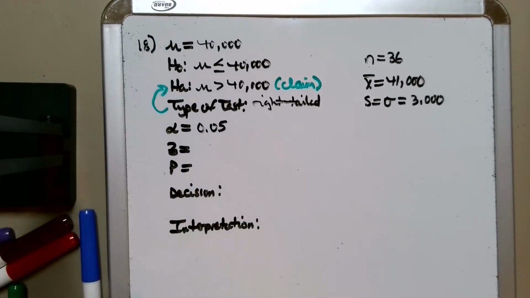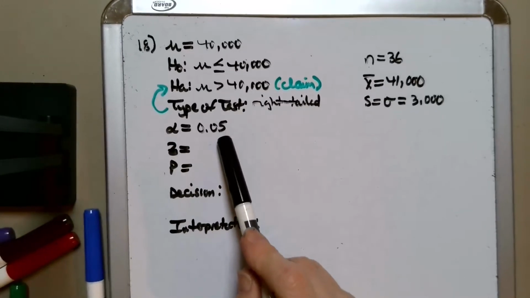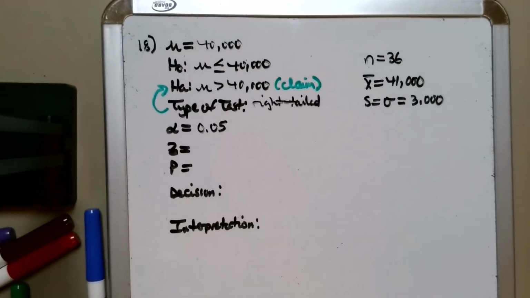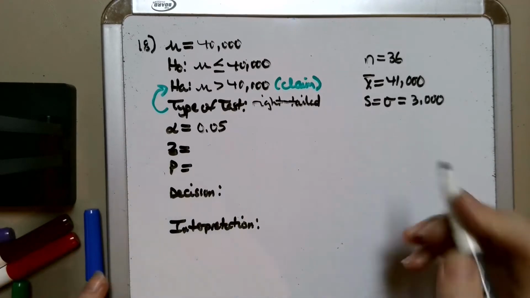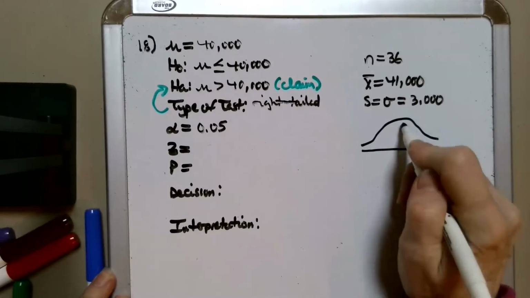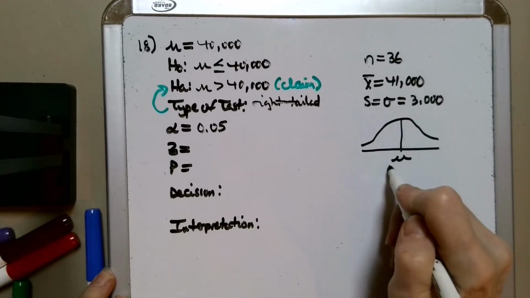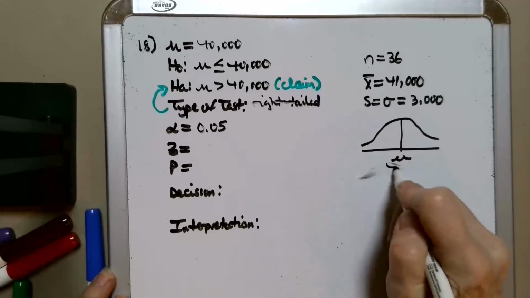So there's alpha, that's given. That's our level of significance. That's a maximum allowable probability of making a type 1 error, which is rejecting a null that's true, that we're willing to make, 5%. Okay. So now we are going to calculate a z-score. So to do that, let's first draw our picture here. In the middle goes our population mean of 40,000.